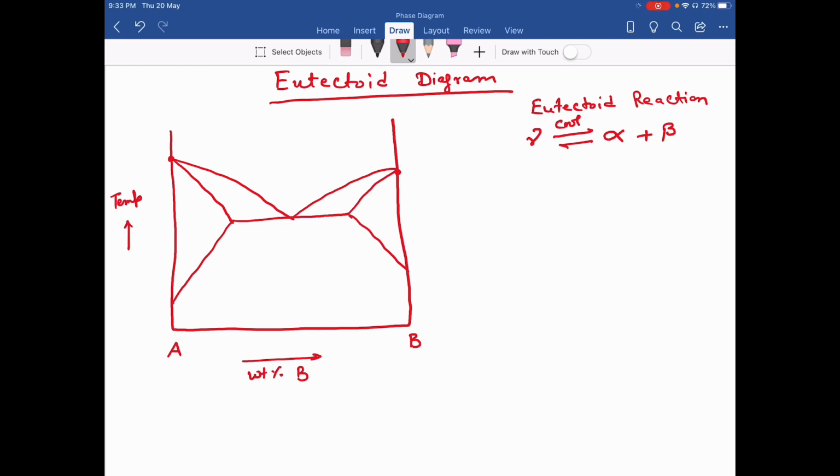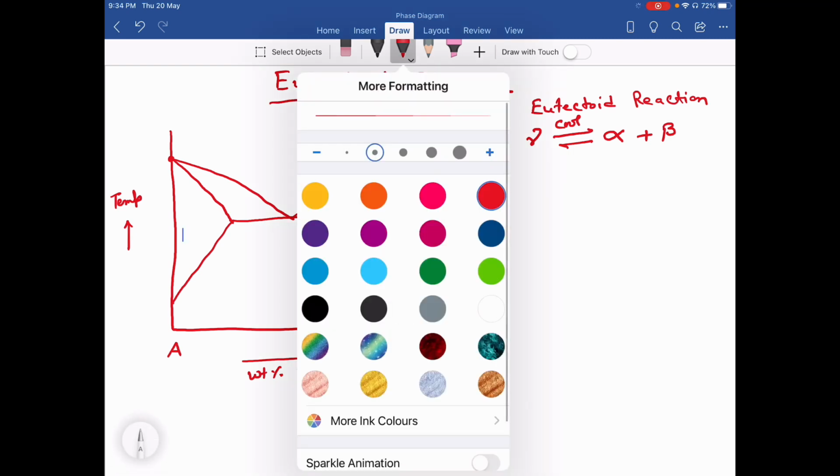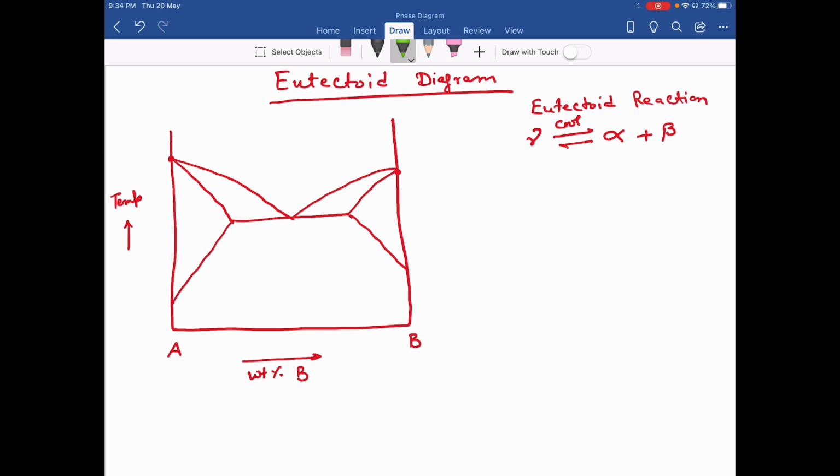So here I have one solid phase. This is one solid phase gamma, another solid phase alpha, and the third solid phase beta is over here. Here I have alpha plus gamma. Here I have gamma plus beta. And here I have alpha plus beta.